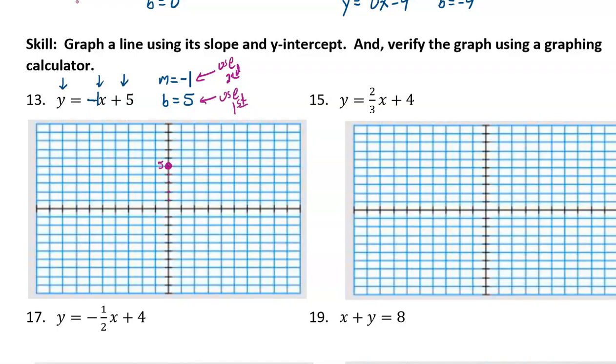Now as a ratio, -1 means down 1 square over 1 square. It's down and right. So when I say the word over, I mean to the right. So from the first dot at 5, go down 1 unit on the y-axis, and then right 1 unit to end up right here at the point 1, 4.